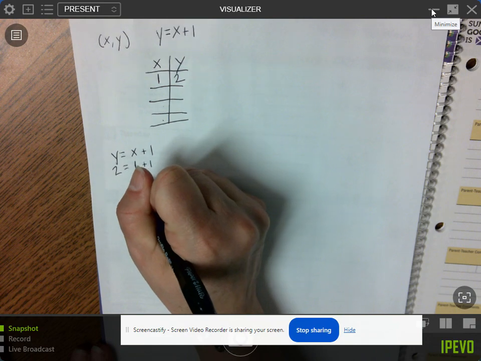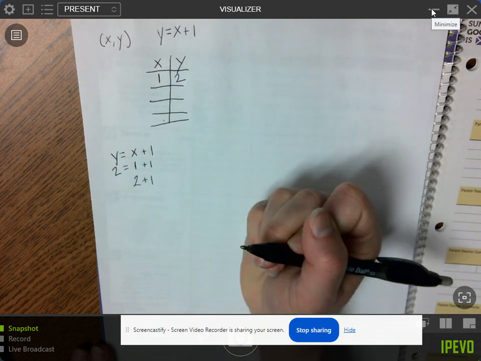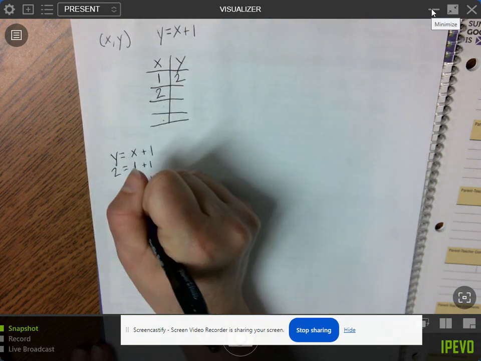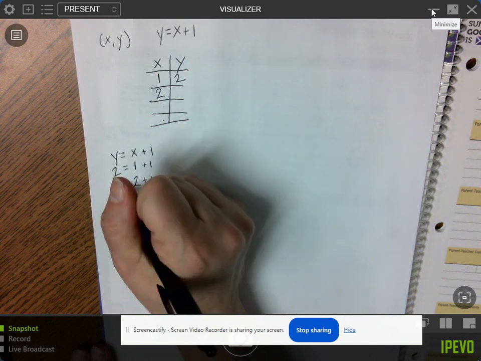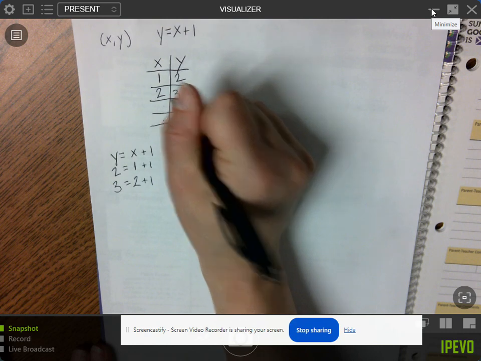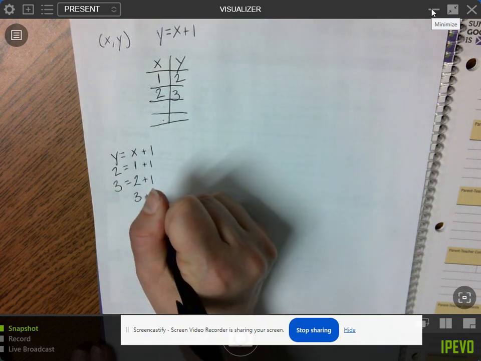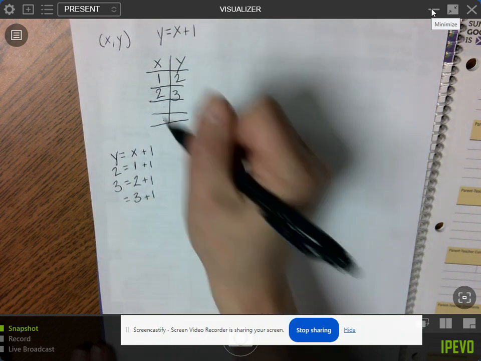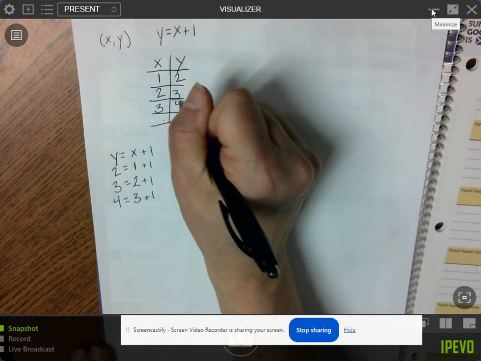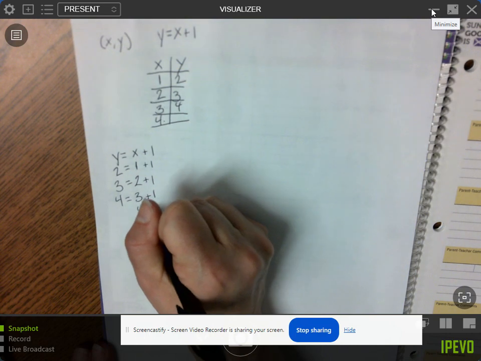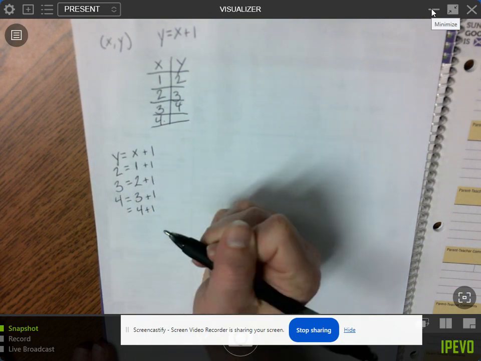So let's put a 2 in for X. What is my Y going to be? 3. If I put a 3 in for my X, what is my Y going to be? 4. And now I'm going to put a 4 in for my X. What is my Y going to be?